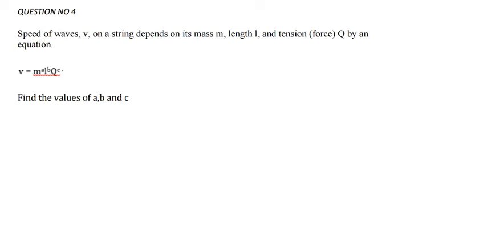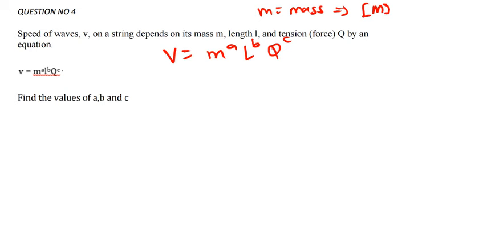So we have question 4, which is saying the speed of a wave v on a string depends on its mass, length, and the tension force, which is represented by q in this case, by an equation v is equal to m to the power a, l to the power b, q to the power c, where m is the mass. So this will be represented by the square brackets, which is capital M, so it is in kgs.